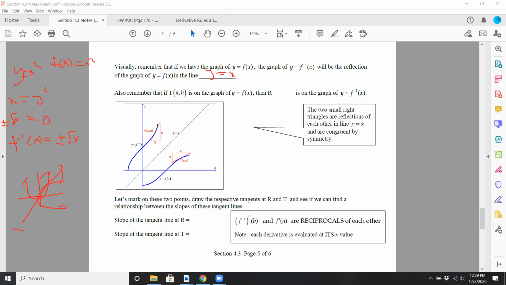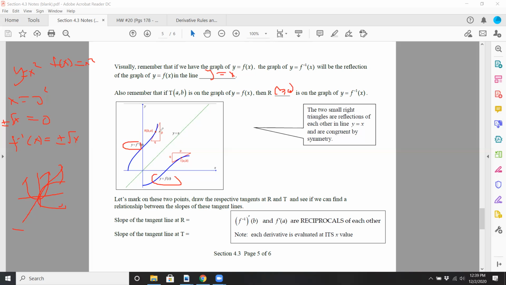Now, let's take a look at these two graphs down here. You have f of x and the inverse of f of x. Point T is on the original. Point R is on the inverse. And R is going to have the x, y values switched, because that's what you would expect when you reflect about y equals x.